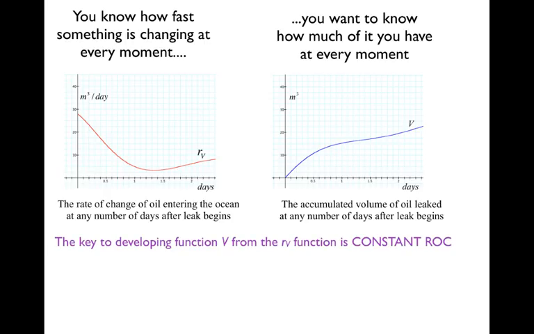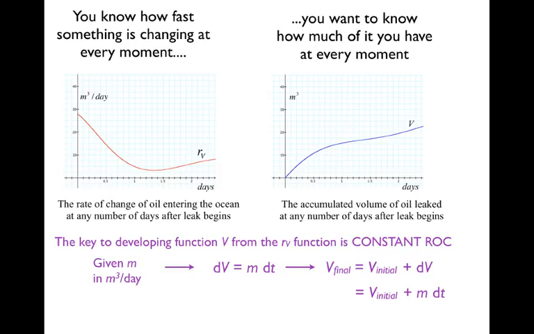All right, so this is more big picture stuff. The key to developing the function V from the RV function we've seen is constant rate of change. How does this work? We're given a rate in meters cubed per day, and what can we do with that? We can get dV equals m dt, and then from that, we can build V final is V initial plus dV, and we know, again, dV is the m dt.